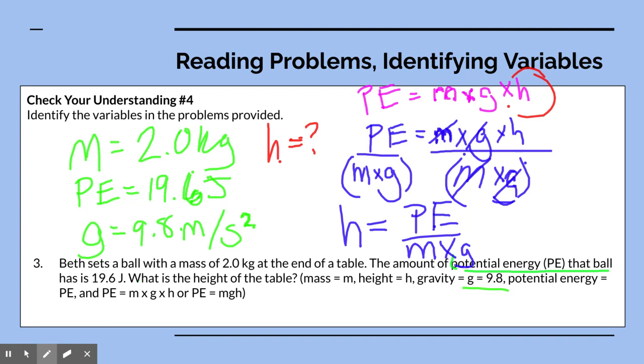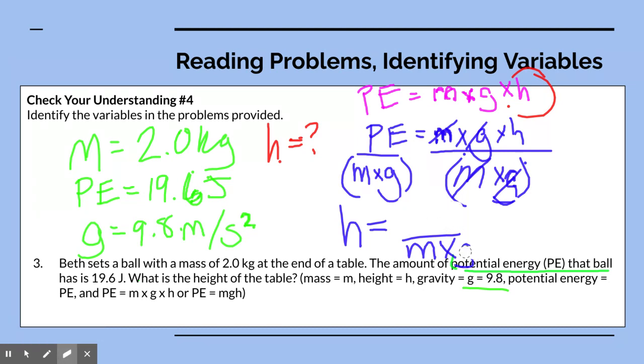So notice though, did any of the rules change? No, it's exactly the same thing. Okay, algebraic rules don't change whether we're in science or not. Okay, it's all the same. So let's solve for that then. So let's plug that in.